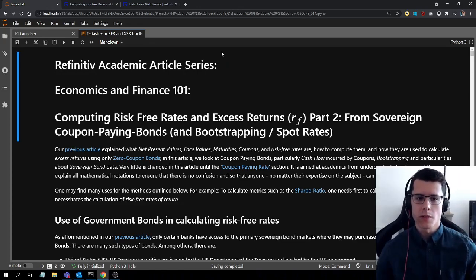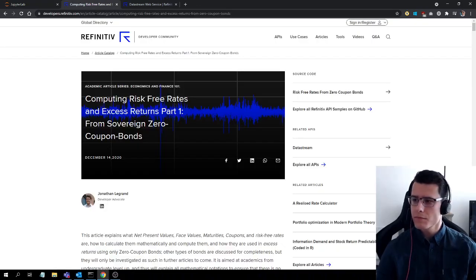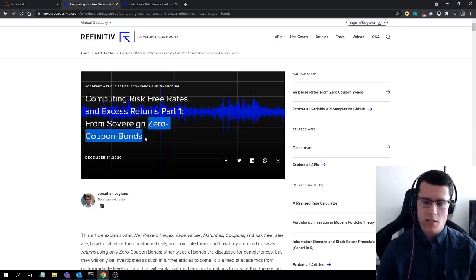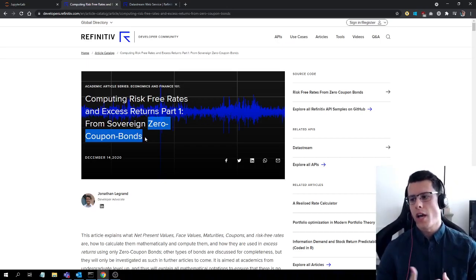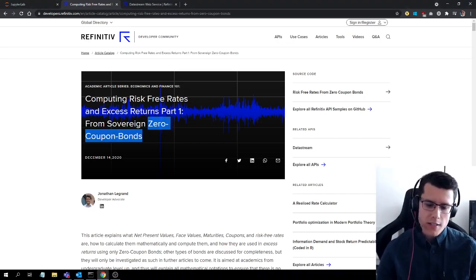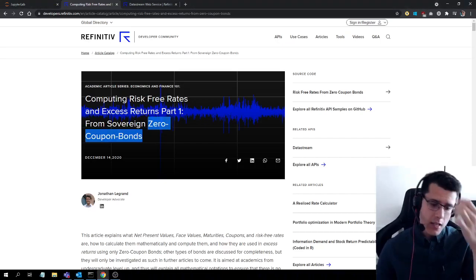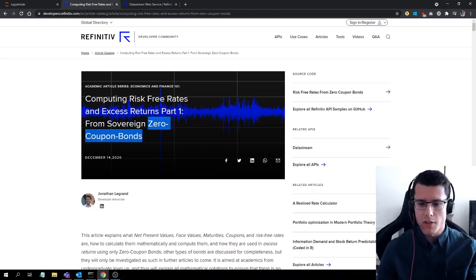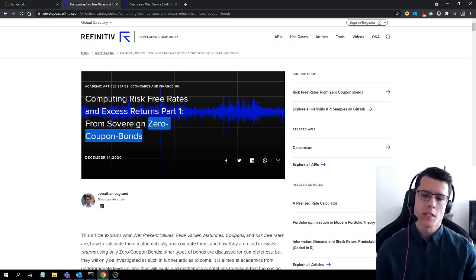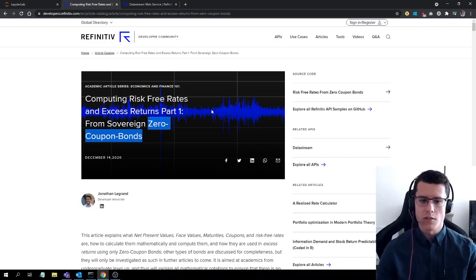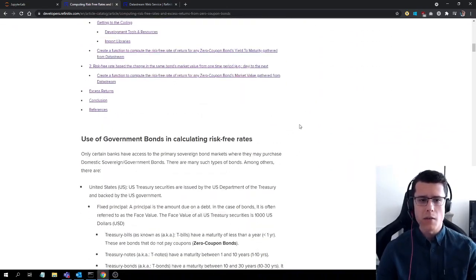in Economics and Finance 101. And you can see that it's part 2. So it's computing risk-free rates and excess returns part 2, because there was a part 1 before, looking into zero coupon bonds. And what we did here is some very lambda, very well-known academic work on risk-free rates, on sovereign bond rates, and I gave an example of the Fed, the US government bonds usually given out. And this is very lambda, and everyone knows about it.